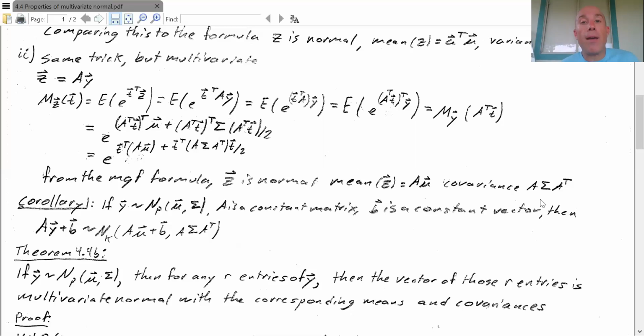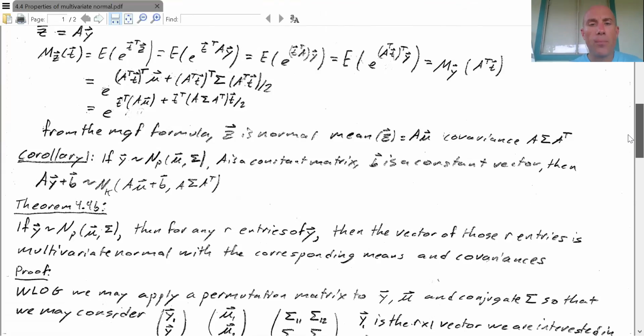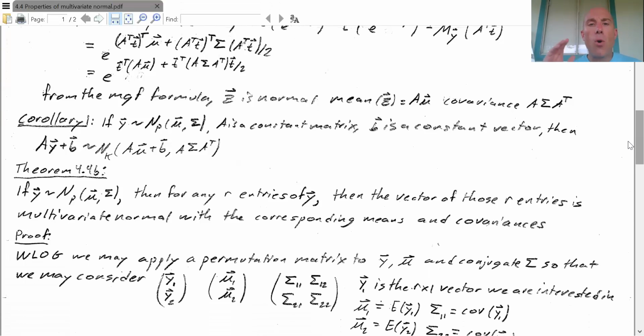So this is why we like moment generating functions so much. In your stat theory class, we kind of get told that moment generating functions are useful for computing moments. I don't really use it that way. I usually use it for proofs in other ways, but whatever. Okay, so here is a corollary.